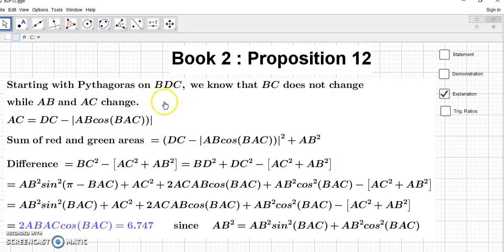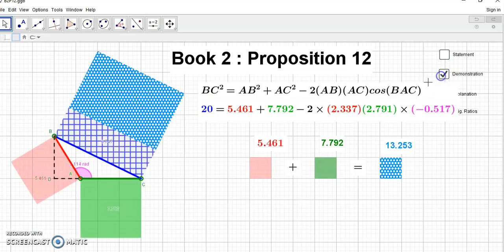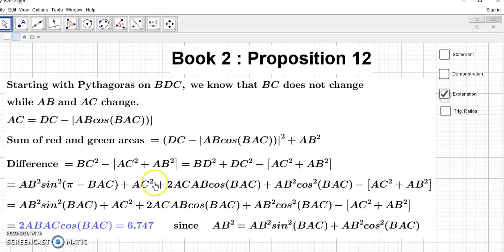You start off with Pythagoras on BDC. You know that BC does not change while AB and AC do change. So the trick is to rewrite DC and the others in terms of AC and AB. When you do that, what you finally have is the difference, which is given by this particular expression here: BC squared minus AC squared plus AB squared. Remember, these two are changing, but this one isn't.